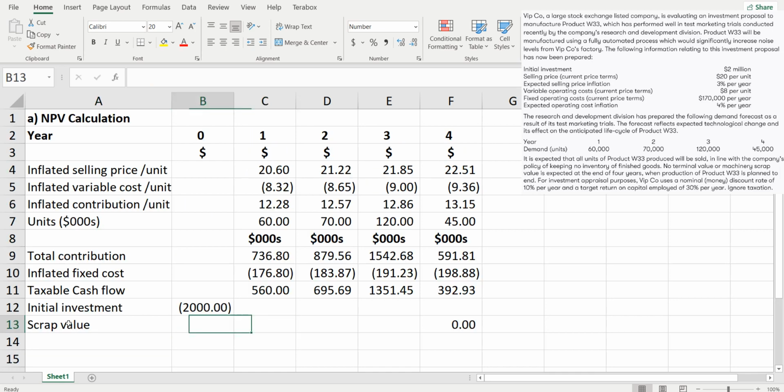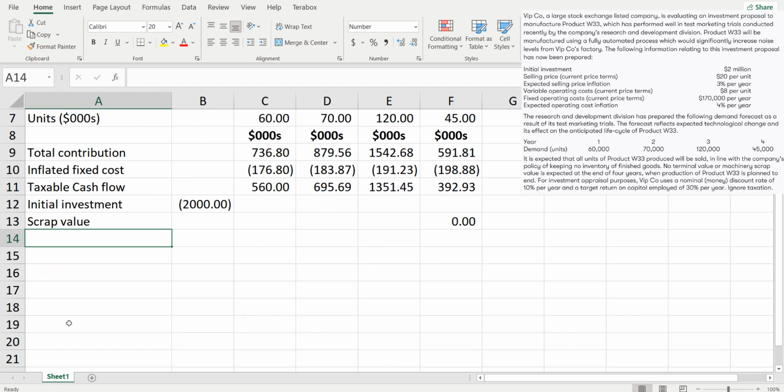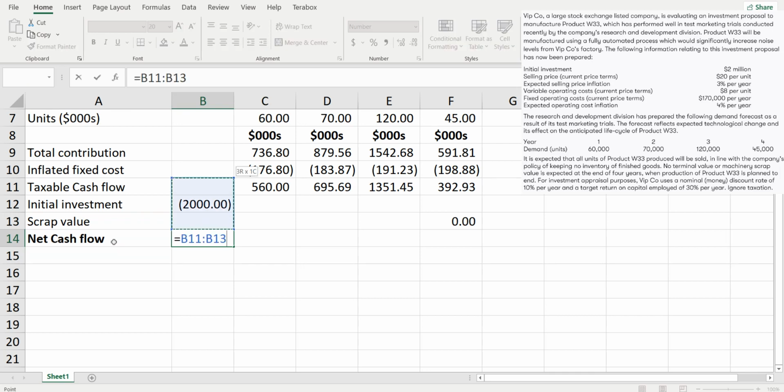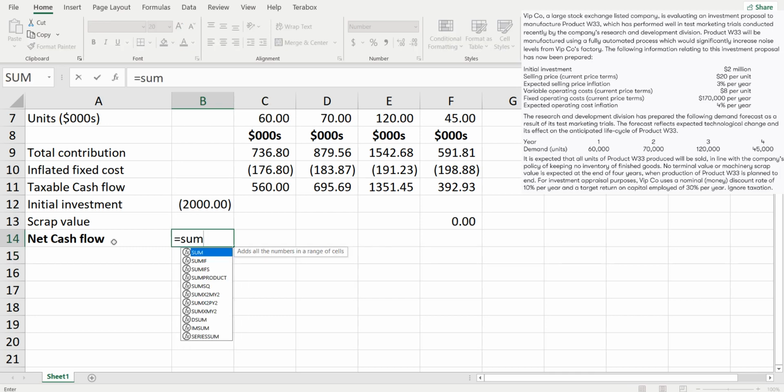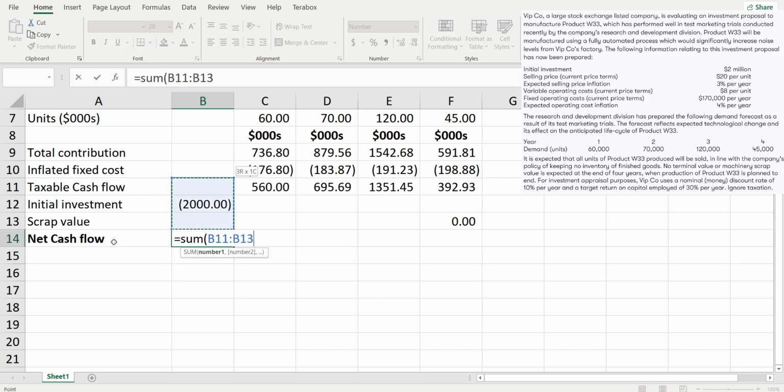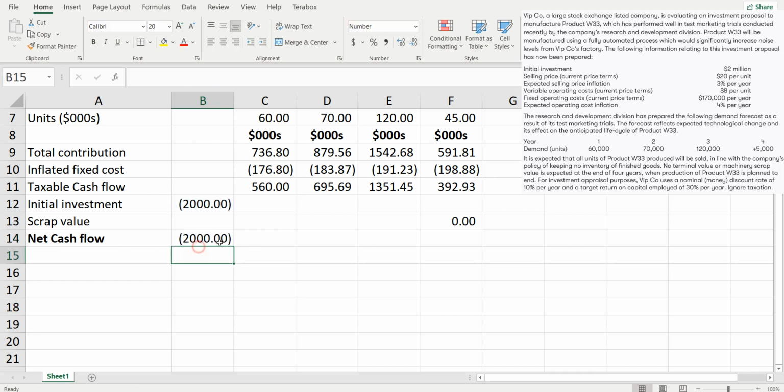Okay, otherwise you will lose mark, maybe half mark. Okay, so let's now do the net present value. Now let's do net cash flow, which is from, you can just bold it if you want, not necessary. Let's do sum bracket taxable cash flow and just drag.